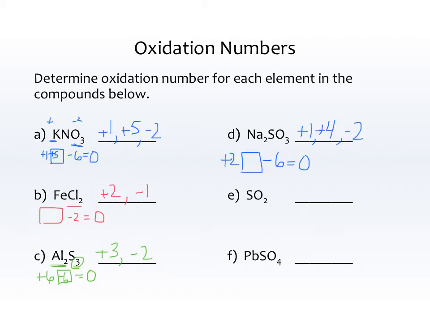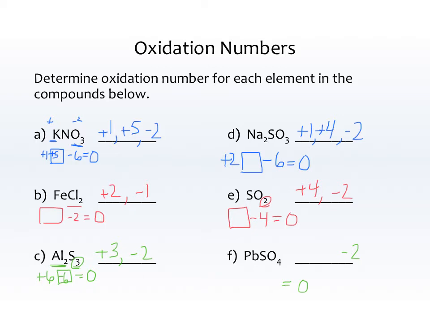In the next one, the entire compound is going to be equal to 0. Oxygen is always -2, but since there's 2 of them, that's a total of -4. So sulfur minus 4 equals 0, got to be +4. And then in our last one, PbSO4, again, the entire compound is going to be equal to 0. Oxygen is always -2. But here's a trick. Lead and sulfur, neither one of them are always anything particular. Neither one of them come from our list of this is what the oxidation number has to be.